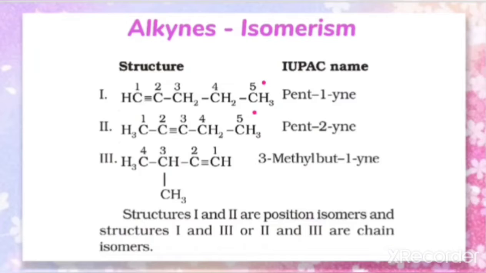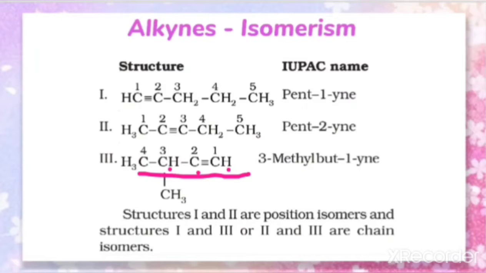But what is the difference? The difference is the position of the triple bond. In the first structure, there is a triple bond between the first and second carbon, but in the second structure, the triple bond is between the second and third carbon. So there is a difference in the position of the triple bond. Therefore, these are called position isomers. And when you look at the third structure, the triple bond is between the first and second carbon. But what is the difference? Here the difference is the number of carbon atoms in the main chain.